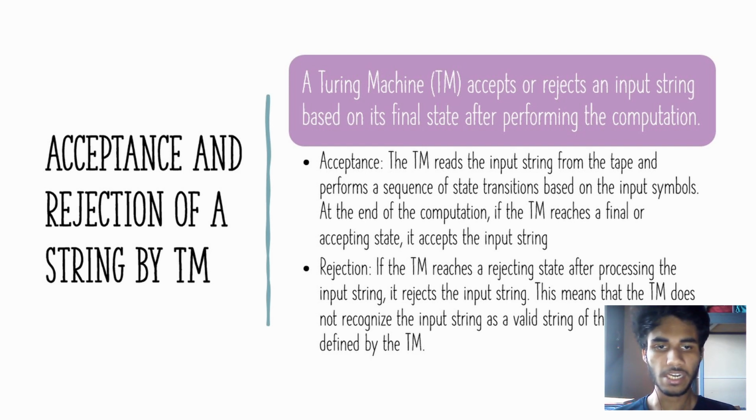accepts the input string. Whereas rejection: if a Turing machine reaches a rejection state after processing the input string, it rejects the input string. This means that the Turing machine does not recognize the input string as a valid string of the language defined by the Turing machine.